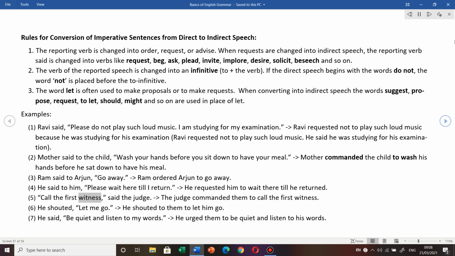"Call the first witness," said the judge. The judge commanded them to call the first witness. He shouted, "Let me go." He shouted to them to let him go. He said, "Be quiet and listen to my words." He urged them to be quiet and listen to his words.